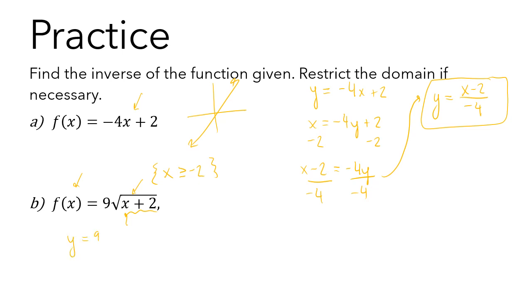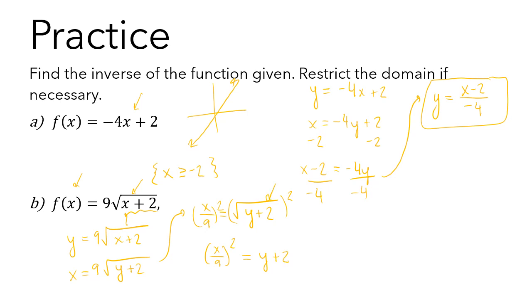So y is going to equal 9 times the square root of x plus 2. Let's swap x and y. So this becomes x equals 9 times the square root of y plus 2. First thing, I want to divide both sides by 9. So it becomes x divided by 9 equals the square root of y plus 2. Now to undo a square root, I'm going to square both sides because that's the opposite. Then I get x over 9 squared equals y plus 2 because it undoes the radical. Lastly, I'm just going to subtract 2, and I get my inverse function as x over 9 squared minus 2.